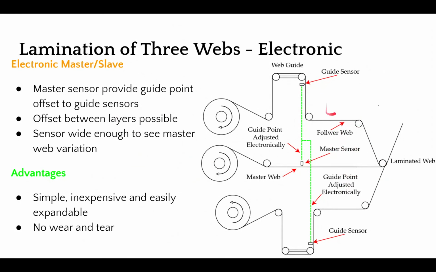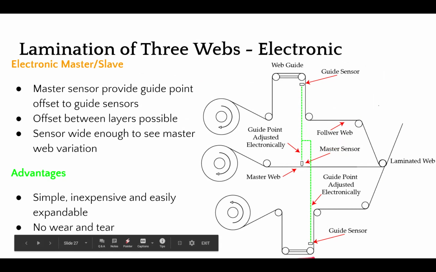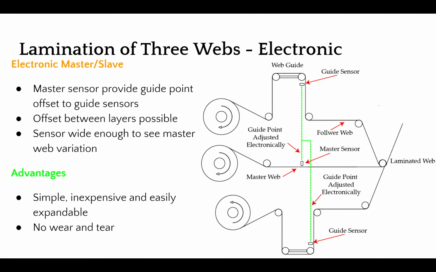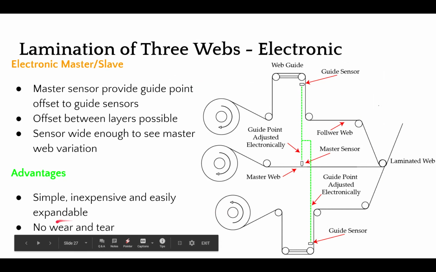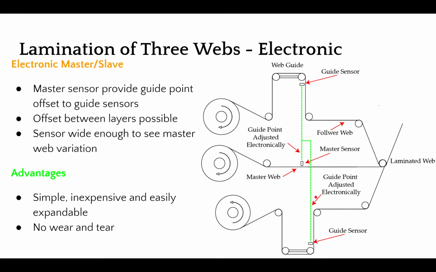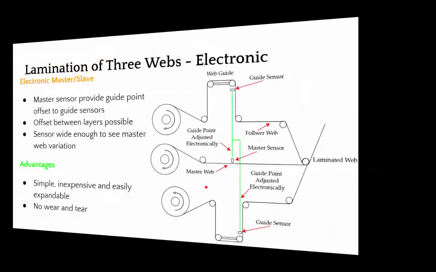A more elegant and modern way of doing it is, again, using the master sensor position information and using that as a feed forward to another web guide and another web guide. Here, we've just shown two web guides. Technically, you can have multiple web guides and you can still do the same thing. Again, it eliminates wear and tear, it's simple, inexpensive, and expandable. There's really no limit to how many you can do.